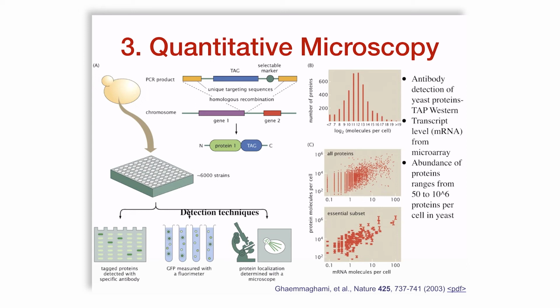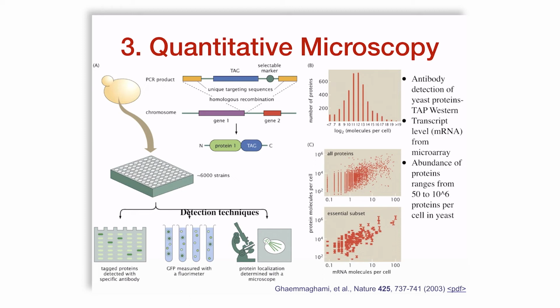So the idea is to, as earlier, make a PCR product with unique targeting sequences, the tag and the selectable marker on a sequence, such that the unique targeting sequences go to a specific region downstream, for example here, of the gene. By homologous recombination, they integrate with the genome. And because we have chosen the start and stop codons correctly, they can produce a protein which is tagged.